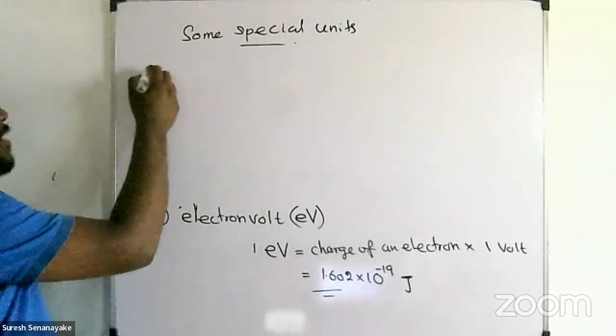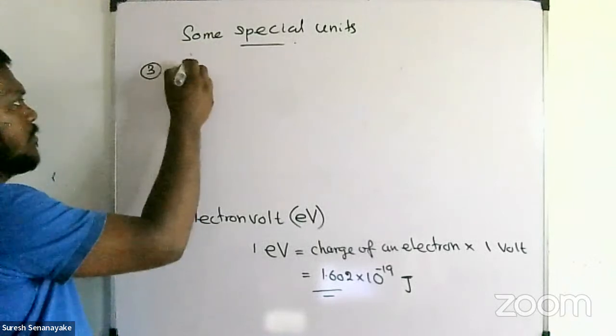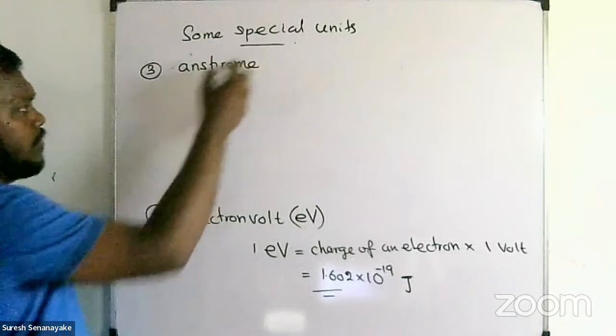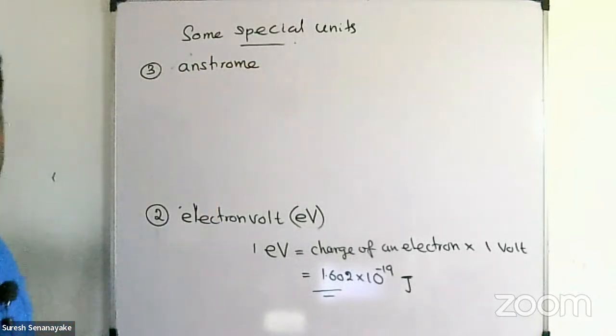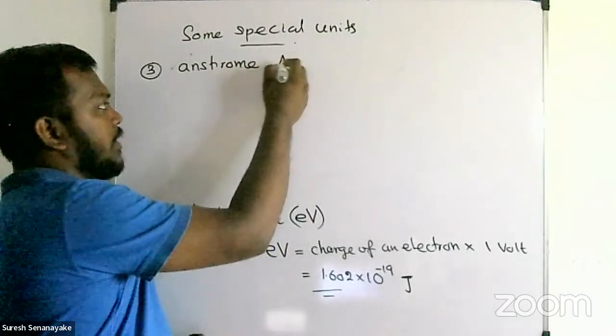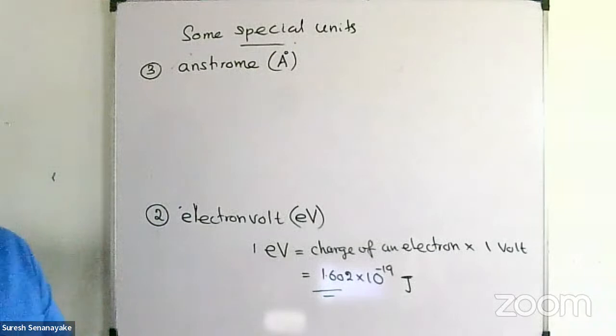Third one, it's angstrom. Angstrom is capital A, and we can put a dot there, a small 0 above it. Angstrom.